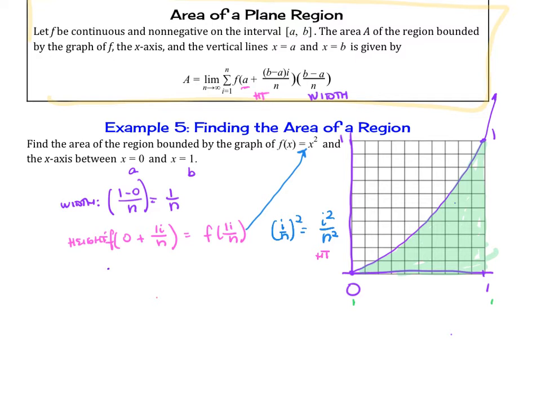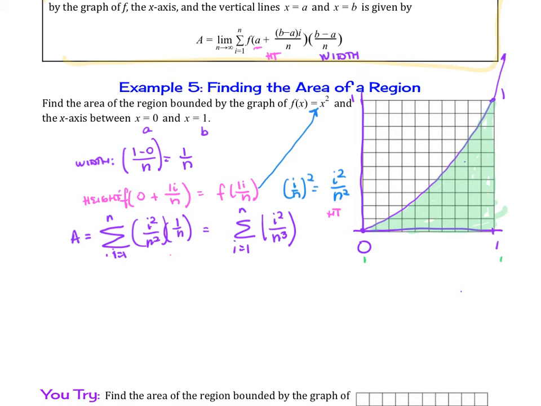So now let's write our area. Okay, so area equals the sum as i equals 1 to n, and then we're going to put our i squared over n squared, our height, times the width, 1 over n. So now let's simplify this a little bit more. So we're going to multiply. So this is going to be i squared over n cubed.